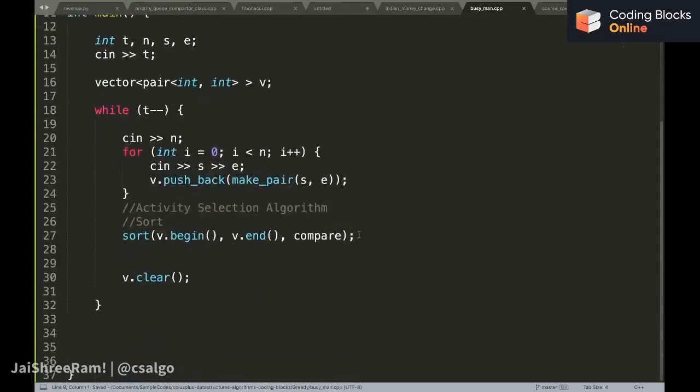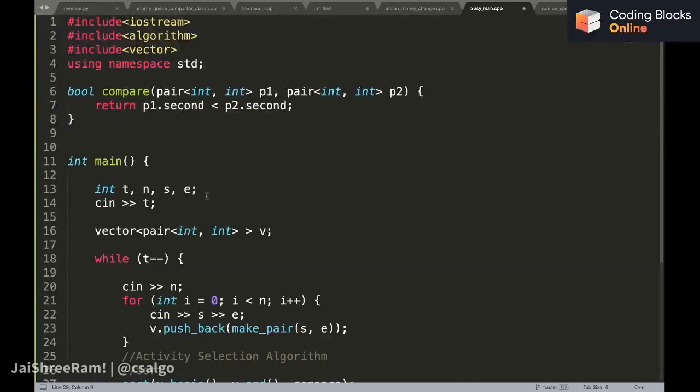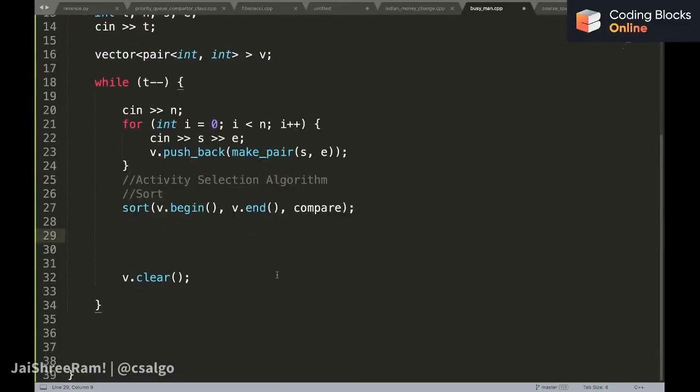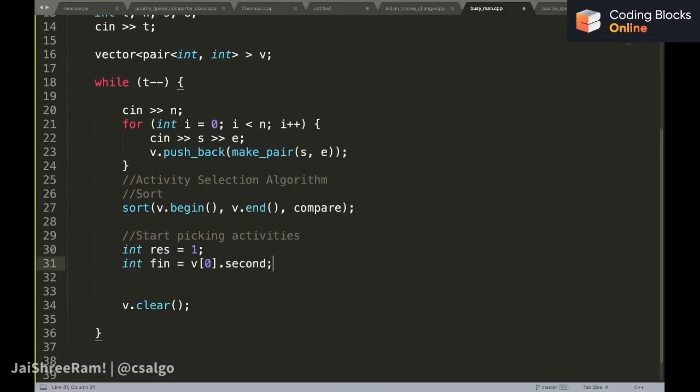Okay, and now sorting is done using the custom comparator we have written, and now we can start picking activities. So the first activity we will always pick. So the number of activities that I have is, let's say, 1. The first activity I will always pick, and the finishing time of the first activity will be v of 0 dot second. Okay, and I will iterate over remaining activities.